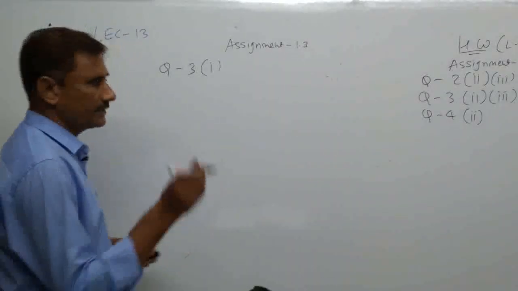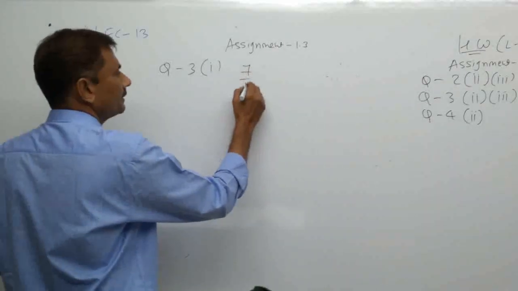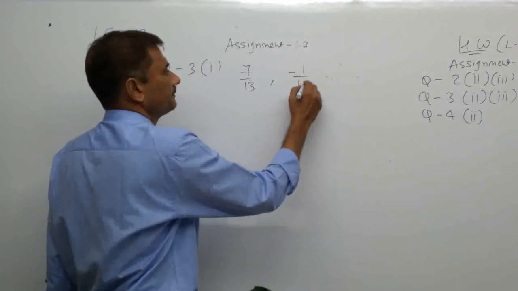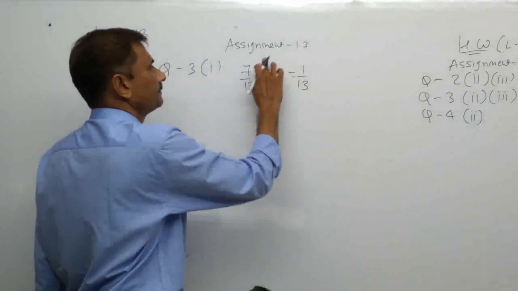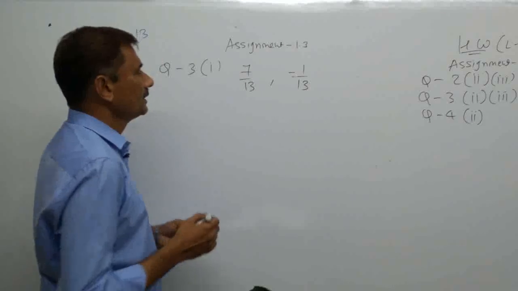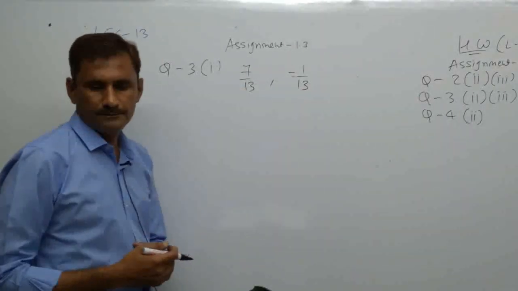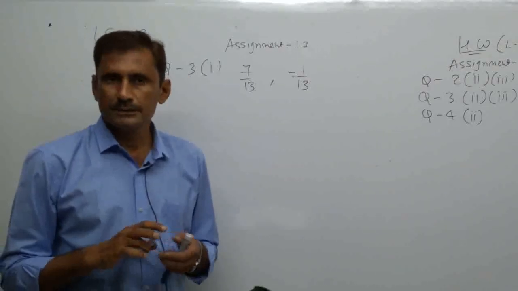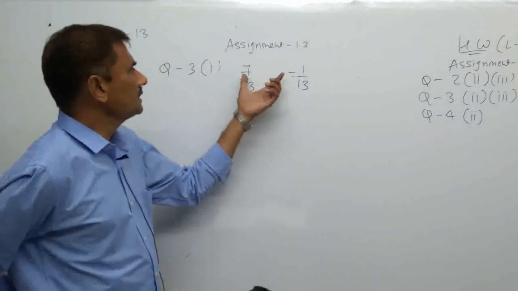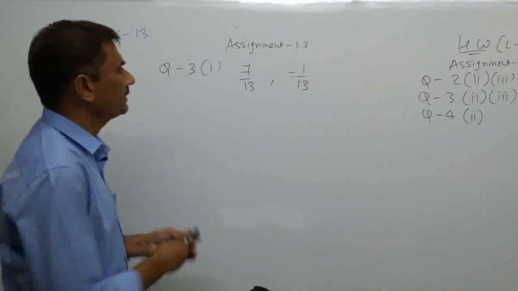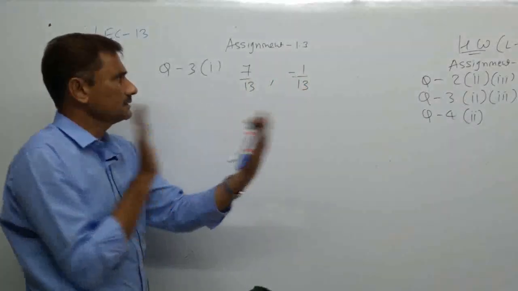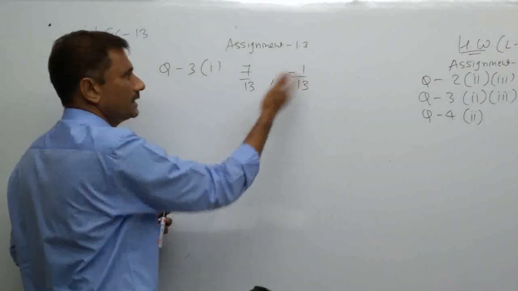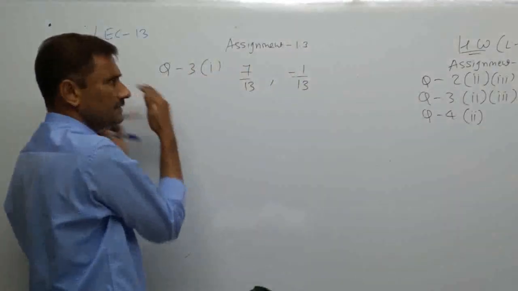Okay, 7 by 13 and minus 1 by 13. So already they are equal. How many numbers do they want? 6. So obviously you can find the required numbers directly, because between minus 1 and 7 the 6 numbers are already there. So nothing to do, directly write from minus 1 to 7 or 7 to this side.